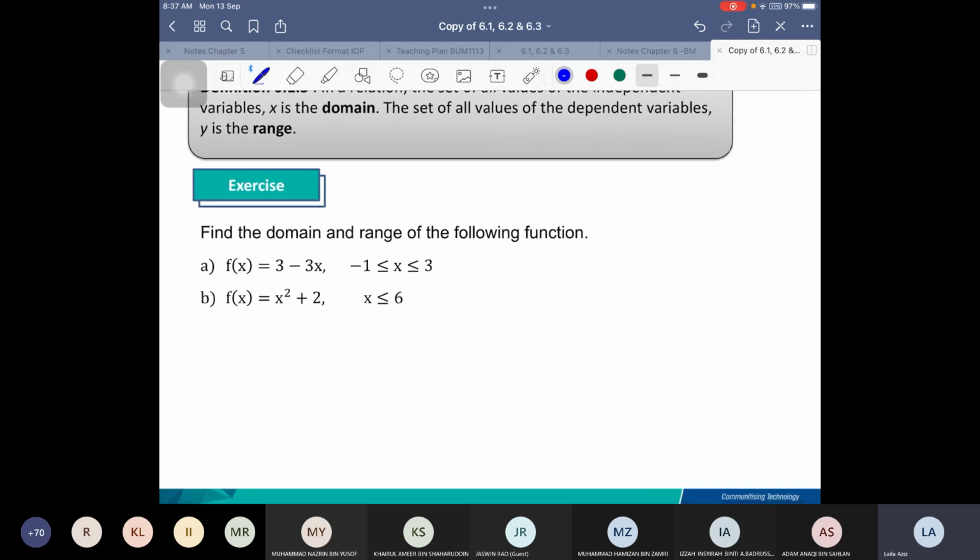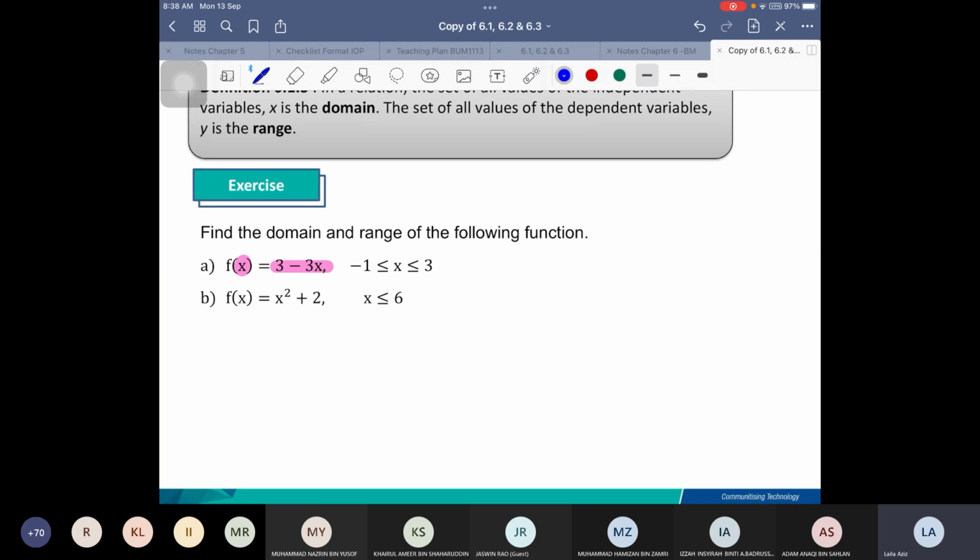Okay, exercise kat sini dia kata find the domain and range of the following function. So, macam saya cakap tadi, domain adalah refer kepada nilai yang kita boleh masuk dalam kita punya function. So, nilai kat sini, which now refer kepada nilai x. And range adalah kalau kita ganti nilai x dalam function ni, nilai apa yang akan keluar. So tu adalah kita punya nilai range. Domain ni kita boleh identify based on function yang dibagi, tapi range ni paling common kita identify menggunakan graph.